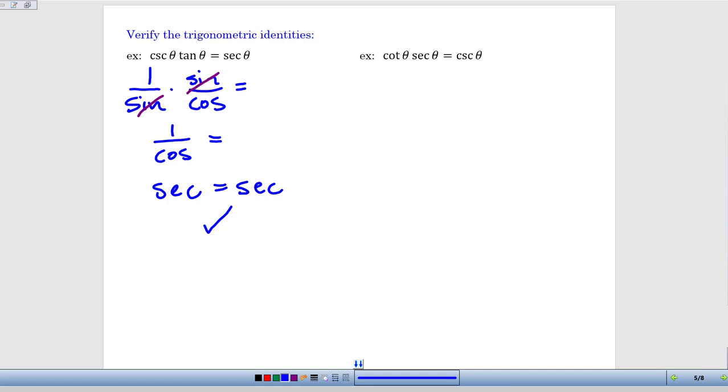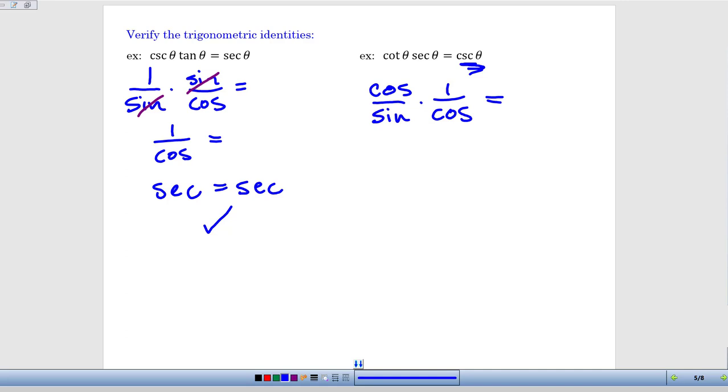I can see I've got cotangent times secant is supposed to end up equaling cosecant. So I'm going to use my quotient identities and reciprocal identities to work on this left-hand side. Again, the right-hand side, this has to stay as is. I'm trying to turn the left-hand side into the right-hand side. So cotangent of theta, that can be rewritten as cosine over sine. And then secant of theta, we just saw that a moment ago, is 1 over cosine.